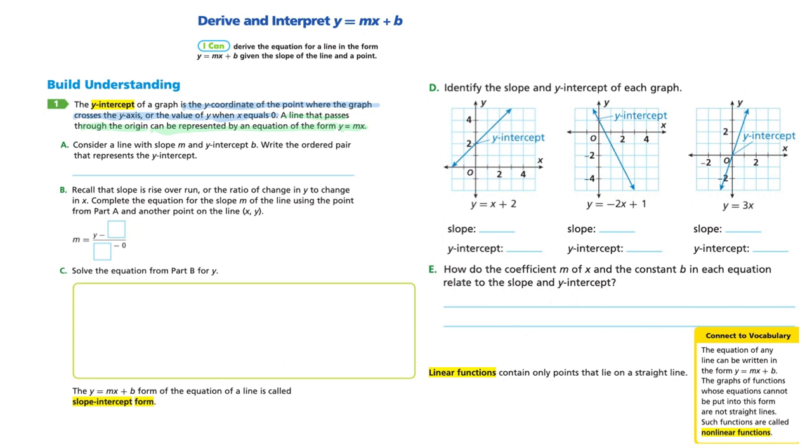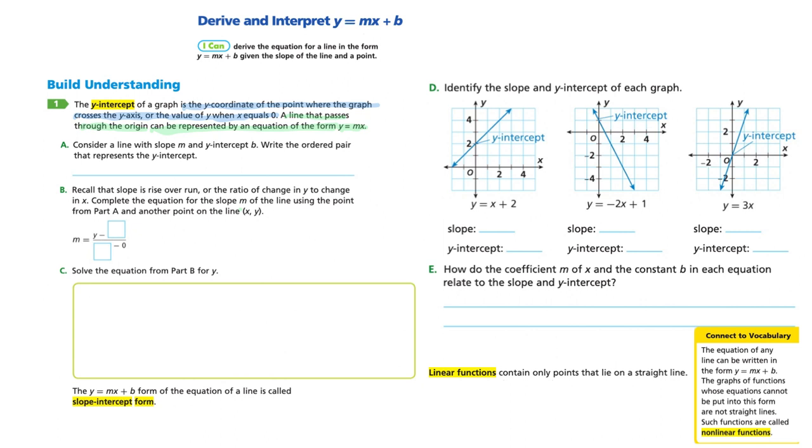So A says consider a line with slope m and y-intercept b. Write the ordered pair that represents the y-intercept. So they tell you when x equals 0, the value of y where it crosses that y-axis. So that is what you would do there. Recall that slope is rise over run, or the ratio of a change in y to change in x. Complete the equation for the slope m of the line using the point from part A and another point on the line x, y.